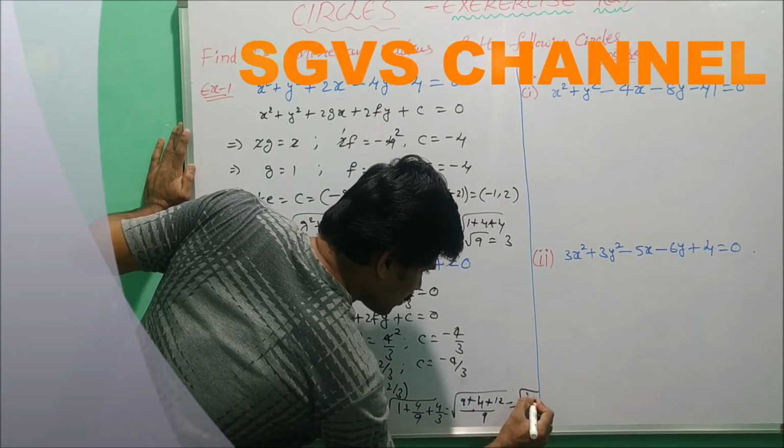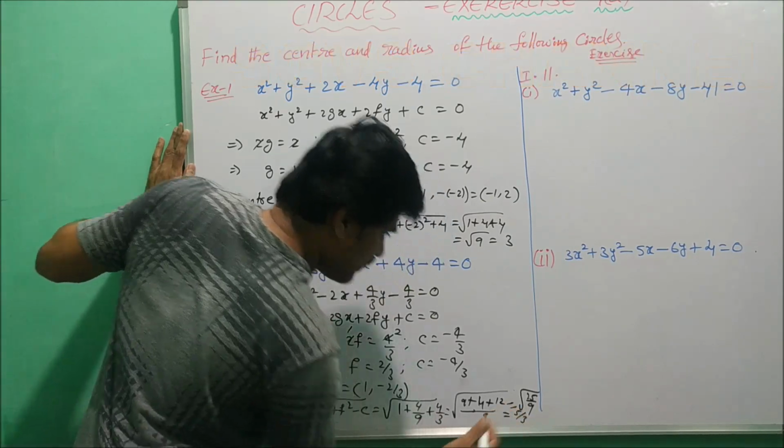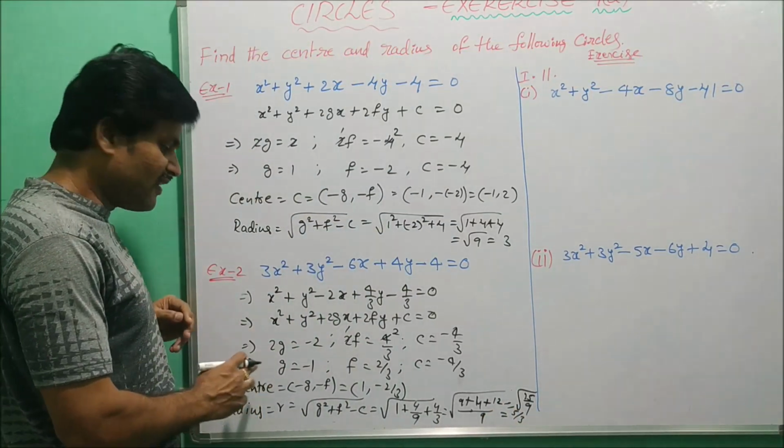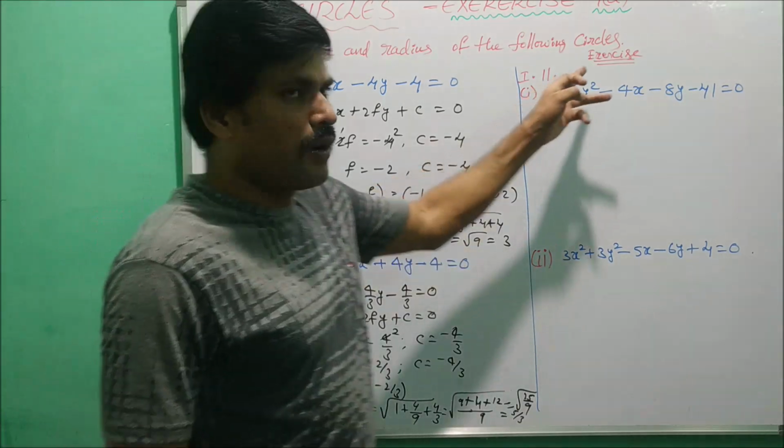Square root of 25 by 9, that means here 5 by 3. 5 by 3 is the radius of the circle. This is the center and radius of the given circle. Now we go to exercise problems.